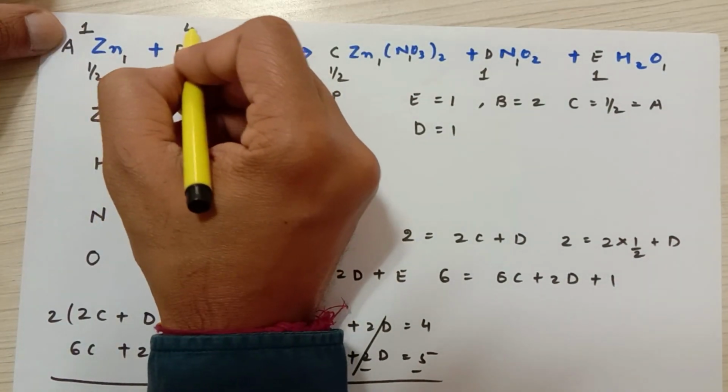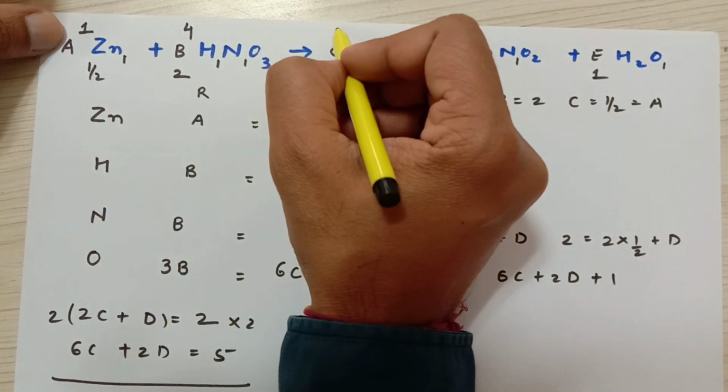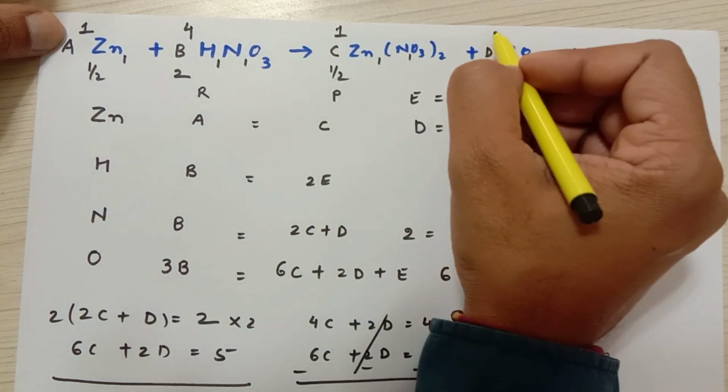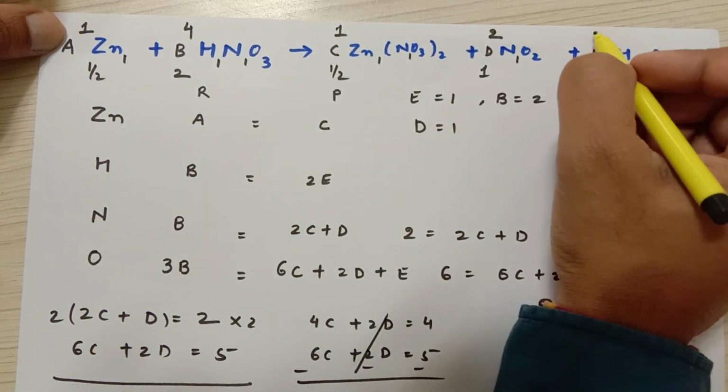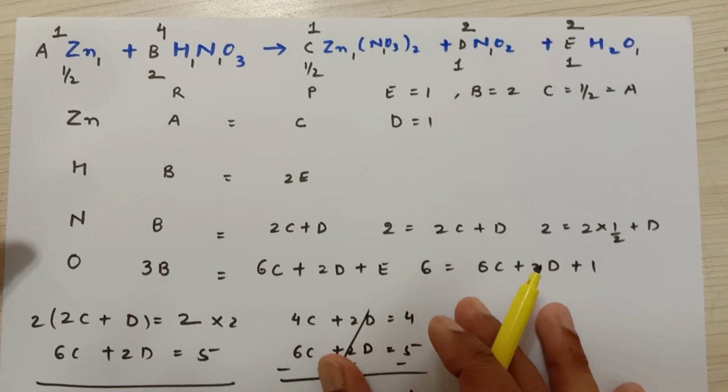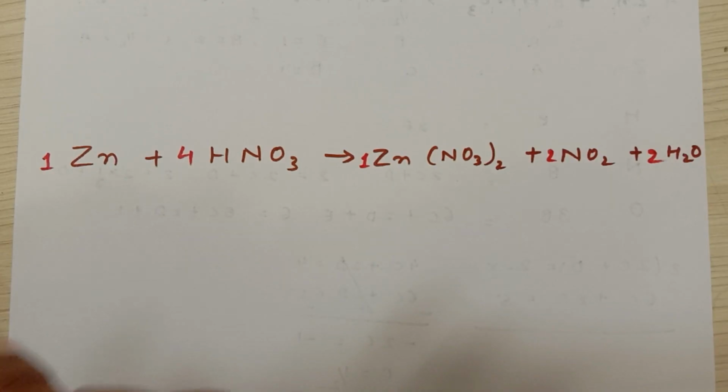This will be 2 into 2, so 4. 2 into half, so it is 1. 2 into 1 is 2. And 1 into 2 is 2. So let me write this equation again. So I have mentioned the final answer over here.